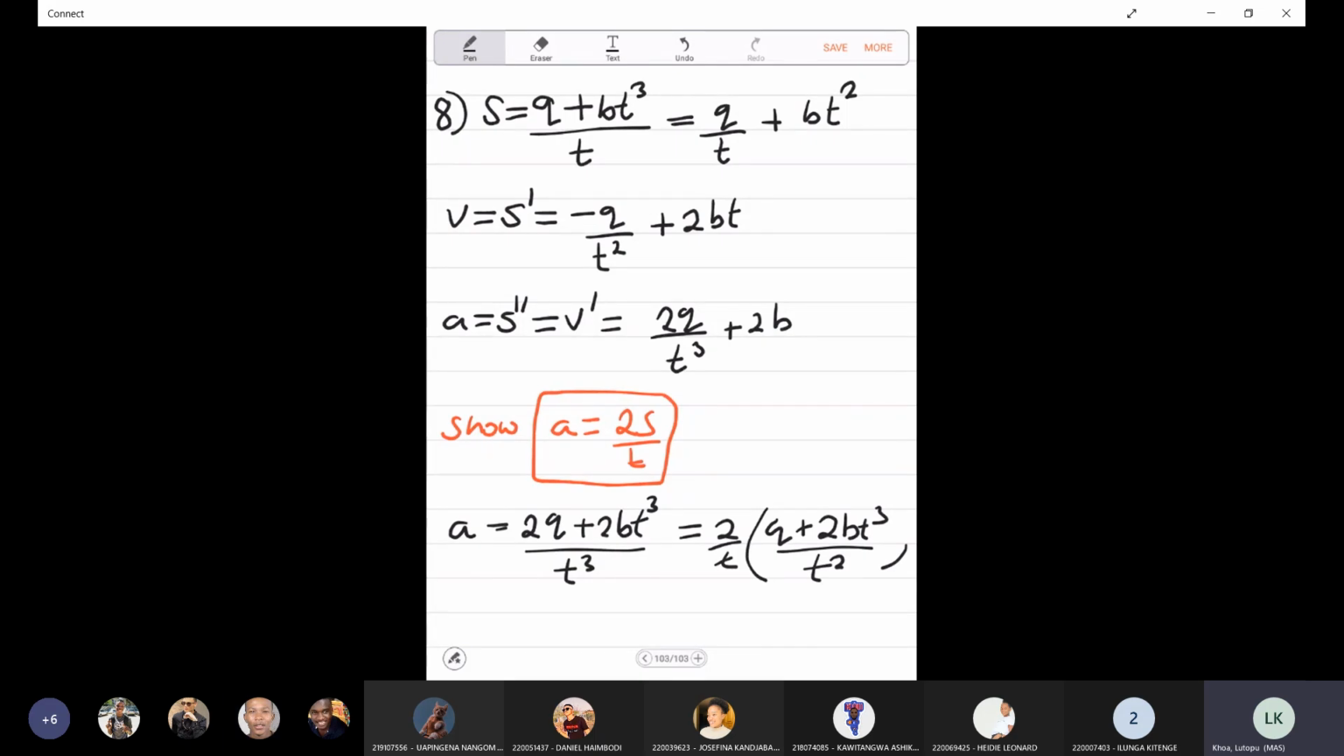Yeah, somebody's speaking, but you're very soft. Let's see. Are Q and B constants in the space? Yes, they are.